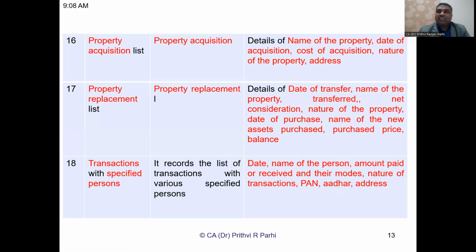So I am talking about these 18 records. This is in addition to the basic records like cash book, ledger, journal, etc., which have to be maintained. Plus these 18 records or registers are required to be maintained as per the requirement of the Income Tax Act. So if any of you is dealing with any NGO or charitable entity, please ensure that the records are kept. Otherwise, there is a violation of income tax rules.